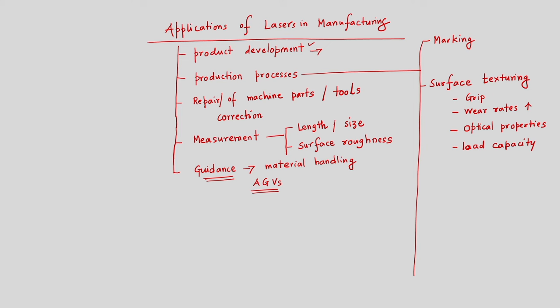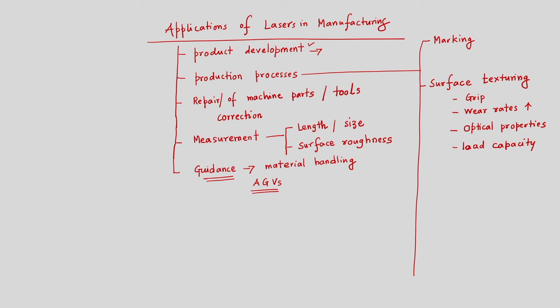The very simple example is the texturing of the tool rake surface. So, the students with a background from mechanical or production engineering will understand that on the rake surface of the cutting tool, lasers are now applied to manufacture the dimples or serrations to improve the tool performance, so that we can break the chips at convenience.